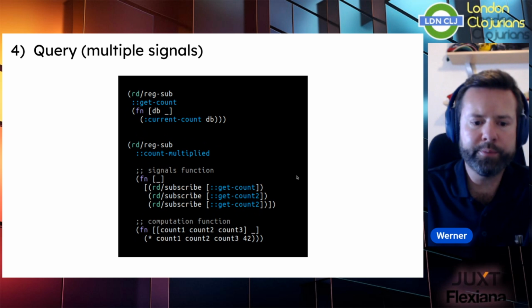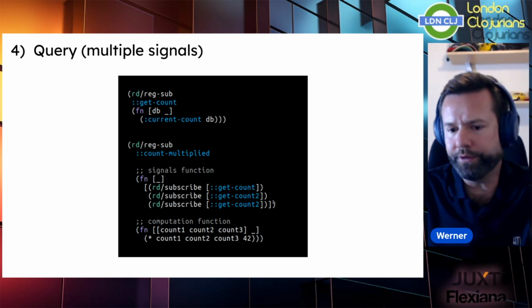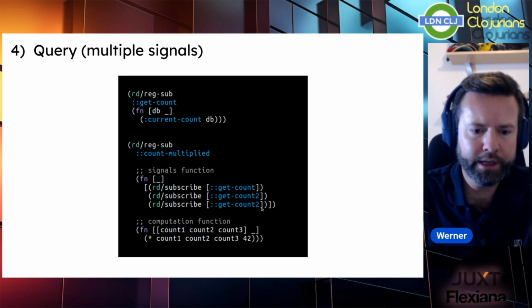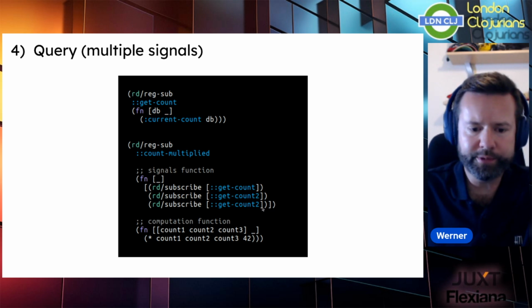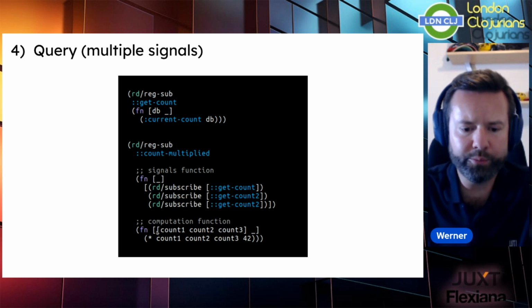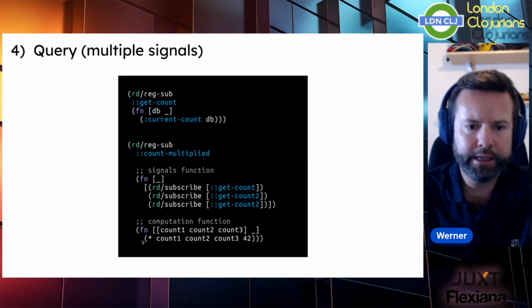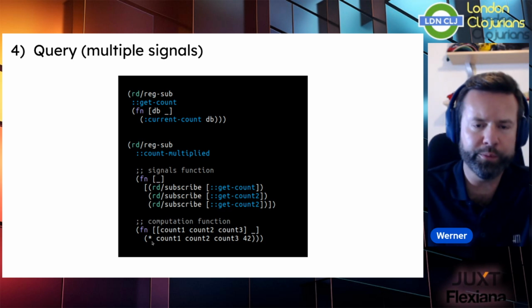We can provide multiple signals to our computation function. In this case, we provide a vector of subscriptions, getCount 1, 2, and 3. The third one is a typo. The results of these three subscriptions will be given, again as a vector, to our computation function. And we can be sure that our computation function will only execute if at least one of these input signals has a changed value. Otherwise, our computation function won't execute. So it's a performance optimization thing, borrowed from Re-frame.